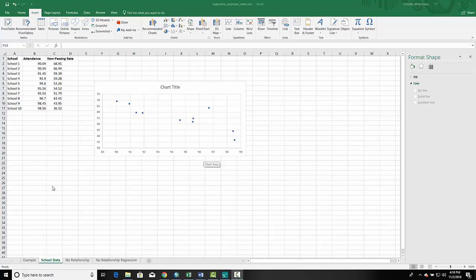But the general trend is, as the attendance rate increases, the non-passing rate decreases. You can see this general trend right here. And this is what this student tried to do.